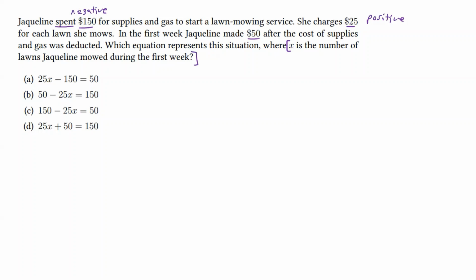Since she charged $25 for each lawn, she made 25 times the number of lawns that she mowed, which was x. Of course, we don't want to forget that she had to spend money on supplies, so we need to subtract the $150 that she spent originally. However, the problem tells us that she still ended up making a total of $50.